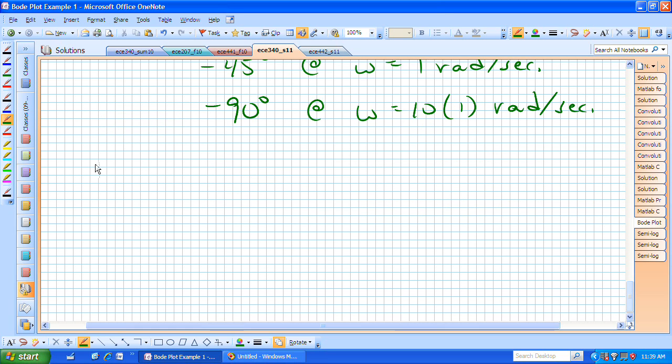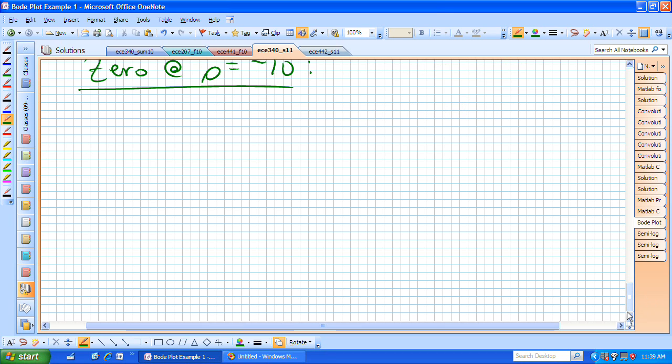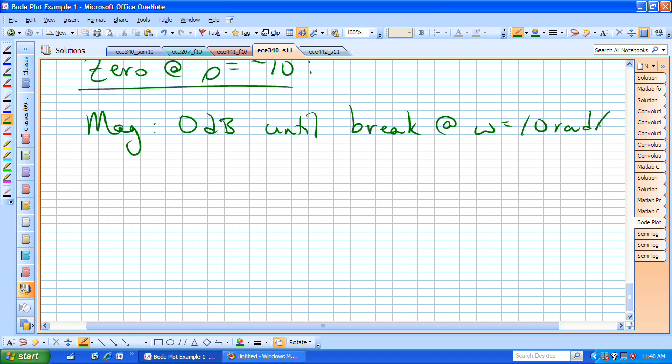The next factor that we come to, in terms of frequency from lowest to highest, is our zero factor. This is now a zero at s equals minus 10. We have our magnitude, which will be 0 dB until we reach the break, and the break is going to occur at 10 radians per second.